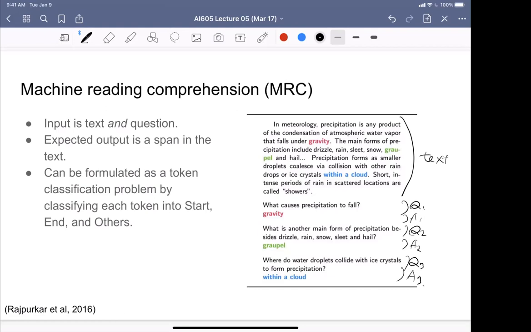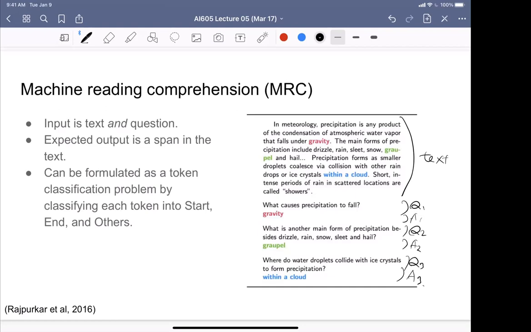So question one: what causes precipitation to fall? And if you read the given text, you will see that water vapor falls under gravity. So the answer will be gravity. And the second question: what is another main form of precipitation besides drizzle, rain, snow, sleet, and hail? And you exactly see that the answer is also graupel.